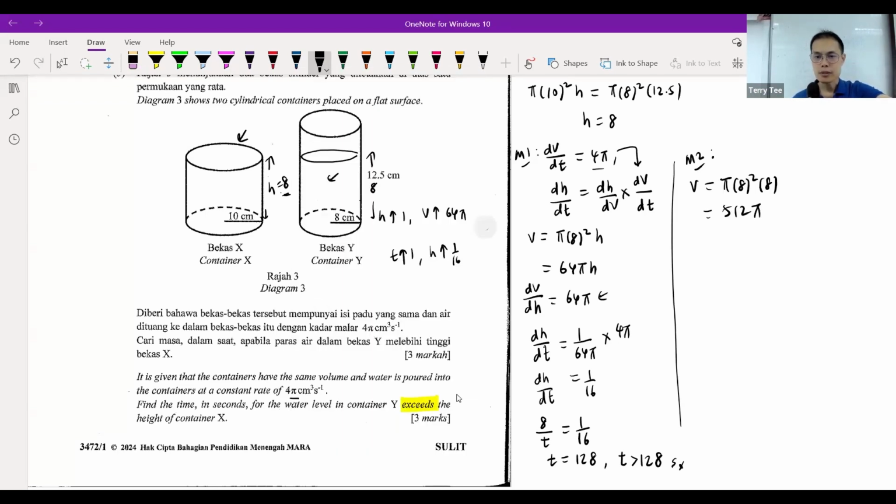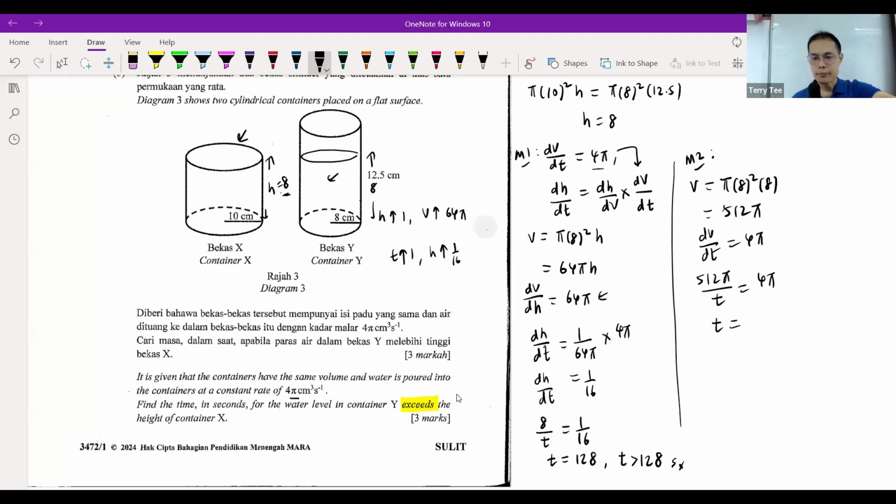So instead of using this dh/dt, I just use dV/dt. What is dV/dt? dV/dt is the rate, which is 4 pi. That means we take the volume divided by time equals 4 pi, because we're talking about the volume increasing at a constant rate. It's not a variable rate. If it's constantly changing, you can't do this. The volume increases at a constant rate.